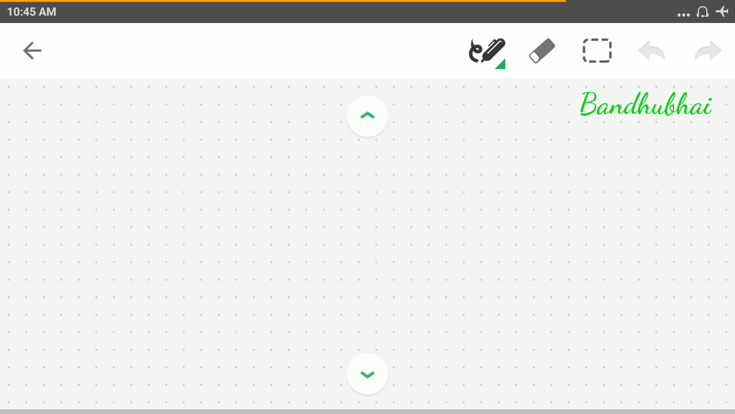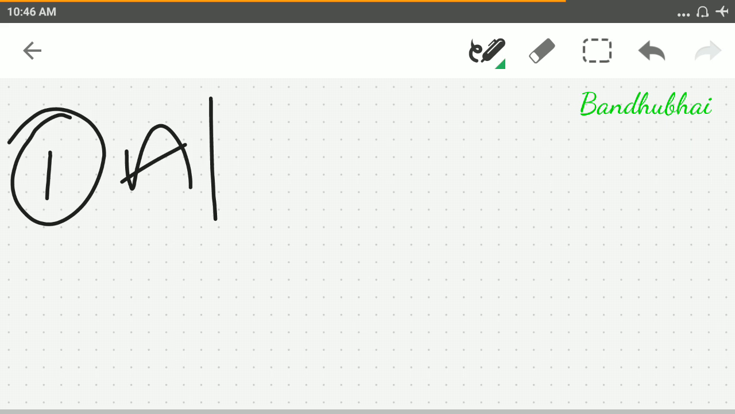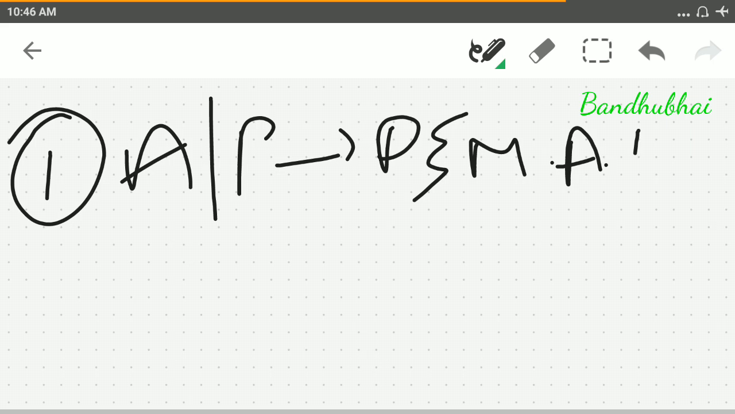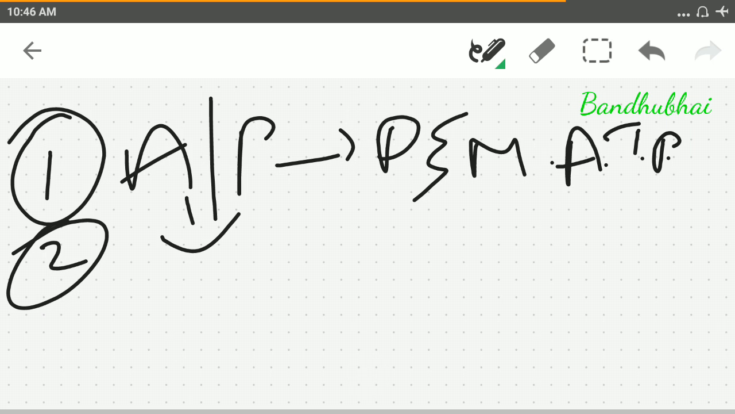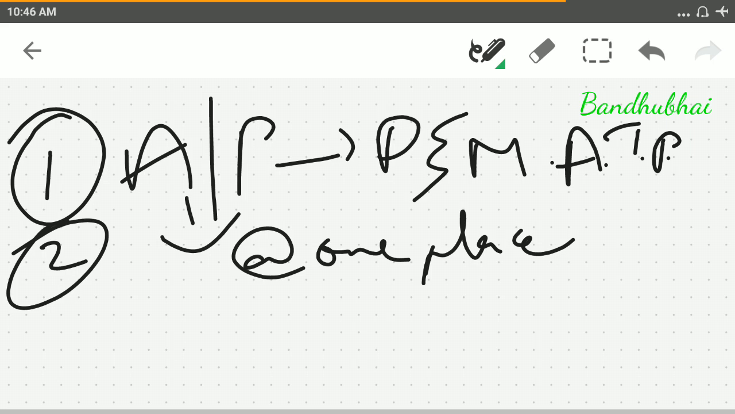Let's have a quick look. See, what is accounting policy? First point, accounting policy is the principles and methods adopted to achieve the principles. Next point, you need to disclose all this at one place. Where is it? Notes to accounts.